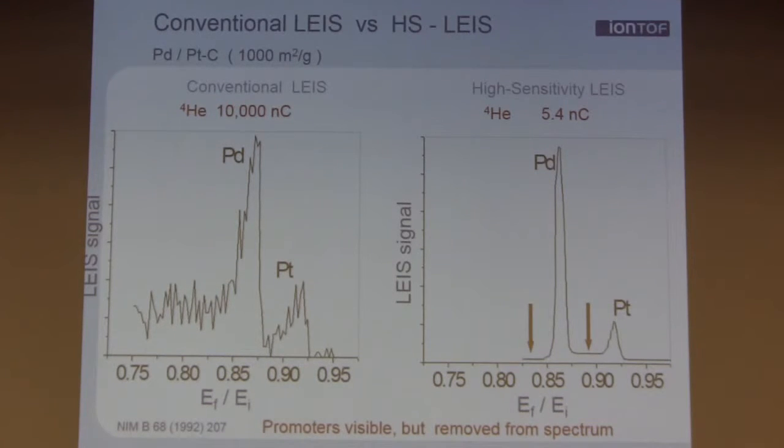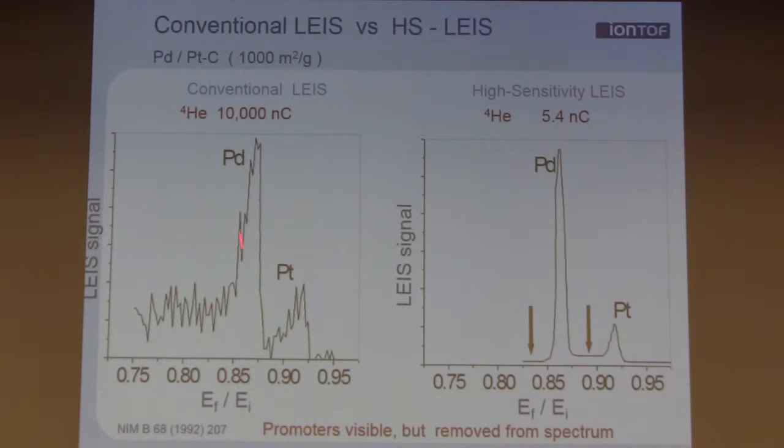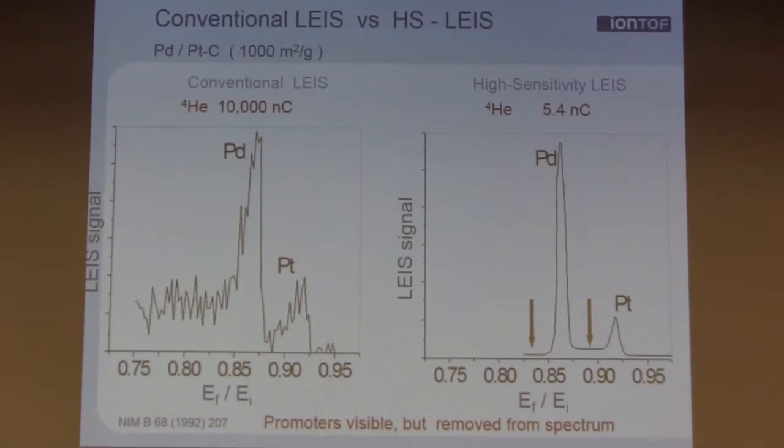And in the old days, that's the left here, we were very excited. We could see the palladium and we could see the platinum peak. However, you needed so many ions that this is 10,000 nanocoulomb. That means a lot of ions, so basically you kill the sample at the moment you get that spectrum. The modern way is here on the right. You see you need only 5 instead of 10,000, and you get fantastic, well-resolved peaks and good statistics.